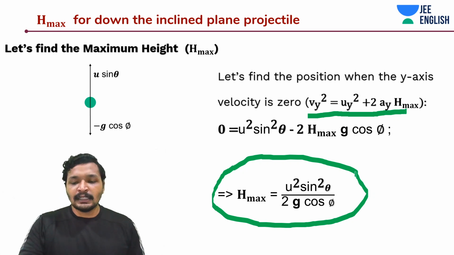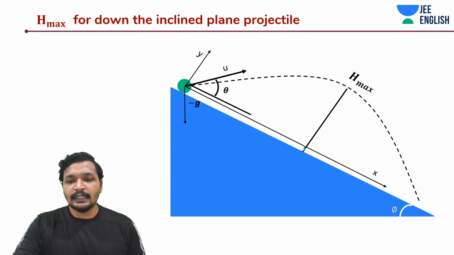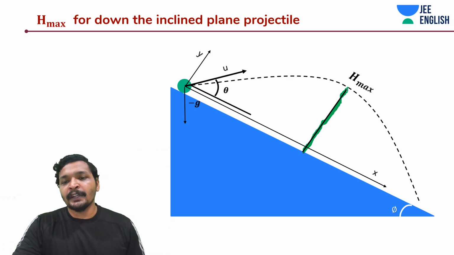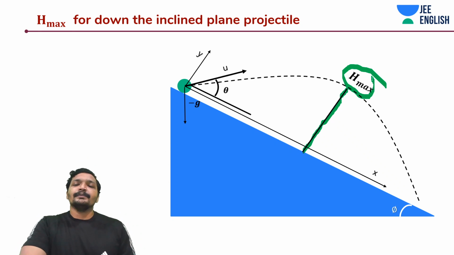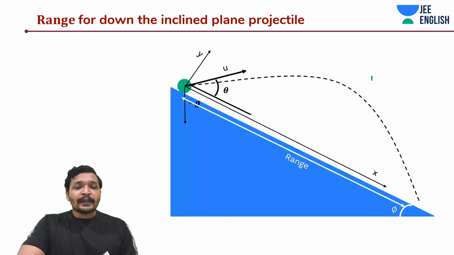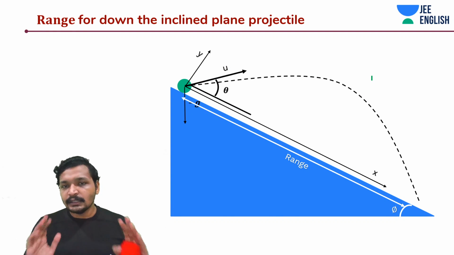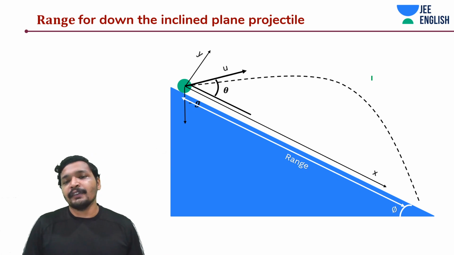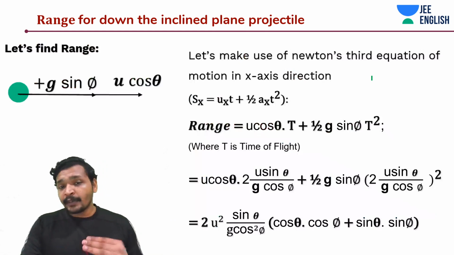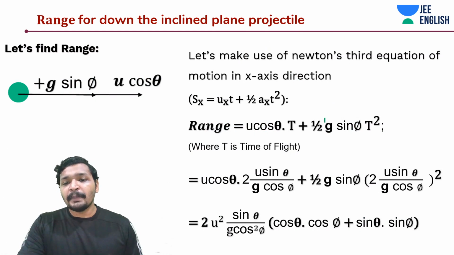H max is nothing but this height, isn't it? This height along, perpendicular to the plane. Okay. What about range now? Range, same equation, but plus g sine phi as the acceleration.